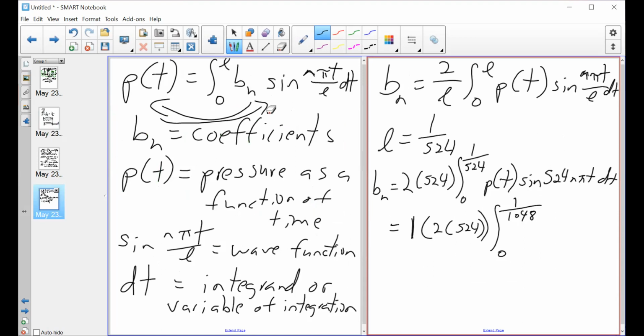Okay, so now just to put all the pieces in, that will be sine 524. So I'm just basically taking this up top again.